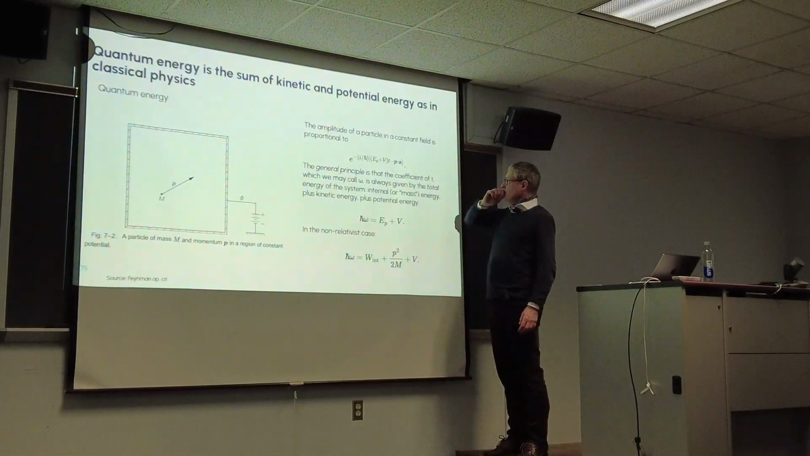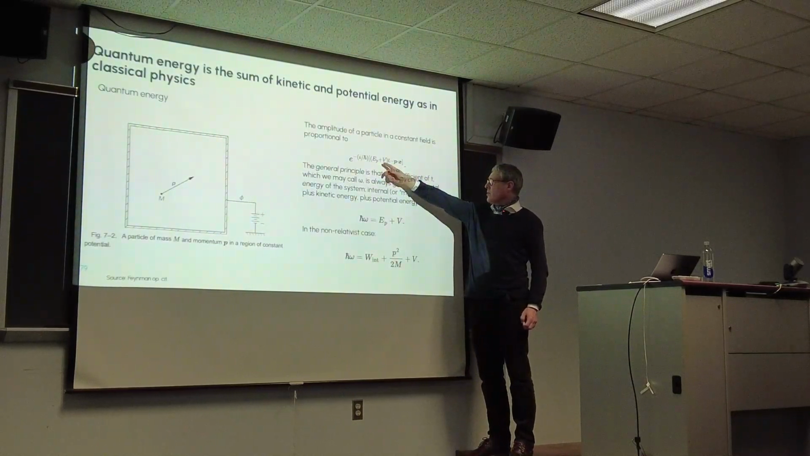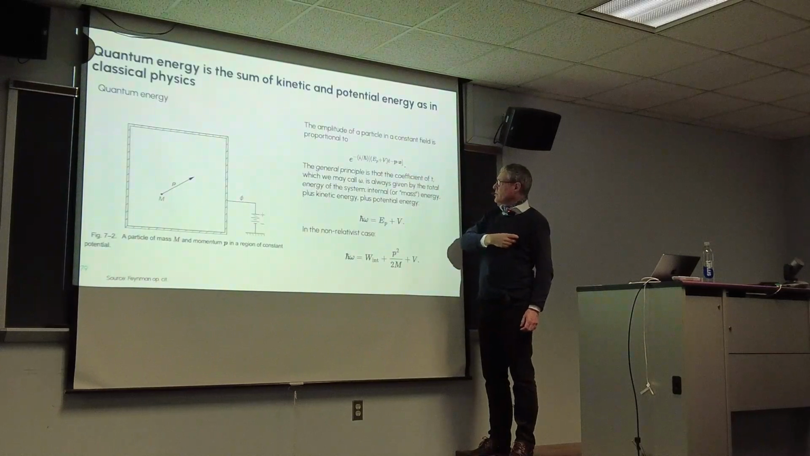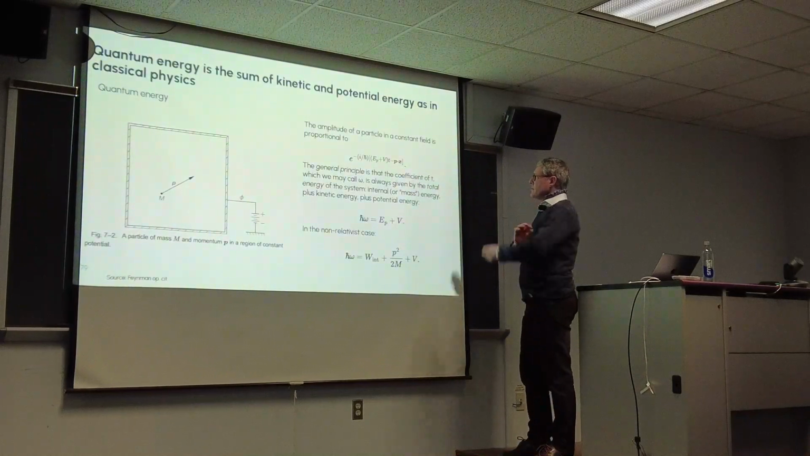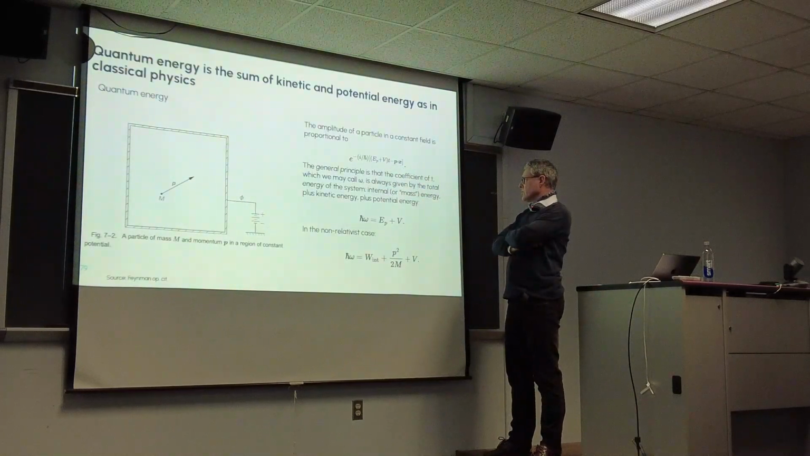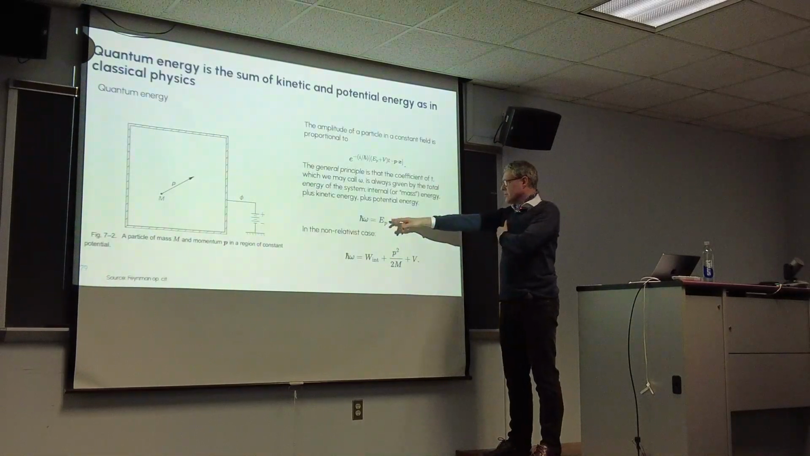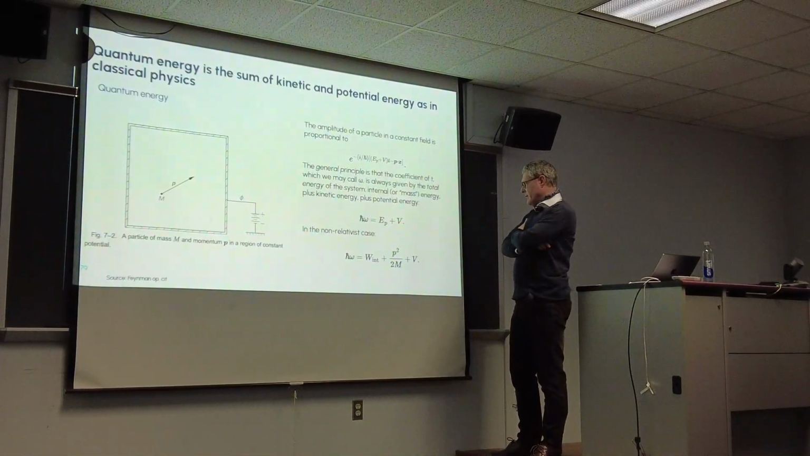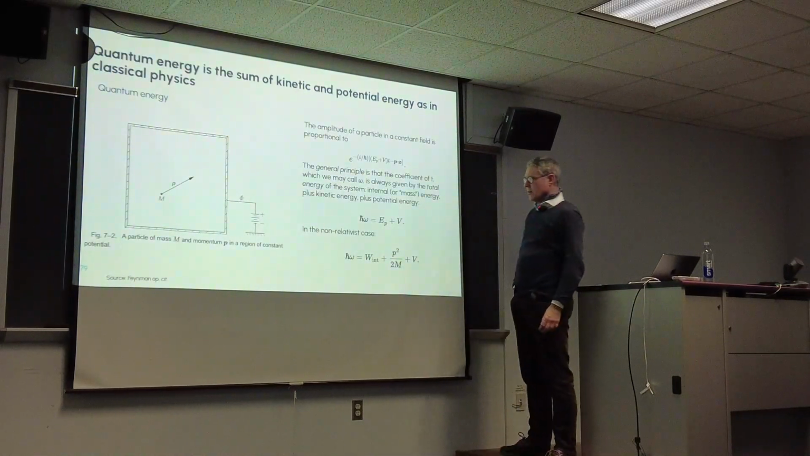So you see here, you have the energy that comes about from the motion of the particle plus its potential energy, minus its momentum. And the general principle is that the coefficient of t, this one, which is the frequency, is always given by the total energy of the system: internal energy plus kinetic energy plus potential energy. And so this is very important. This is the internal energy, this is the kinetic energy, and this is the potential energy.